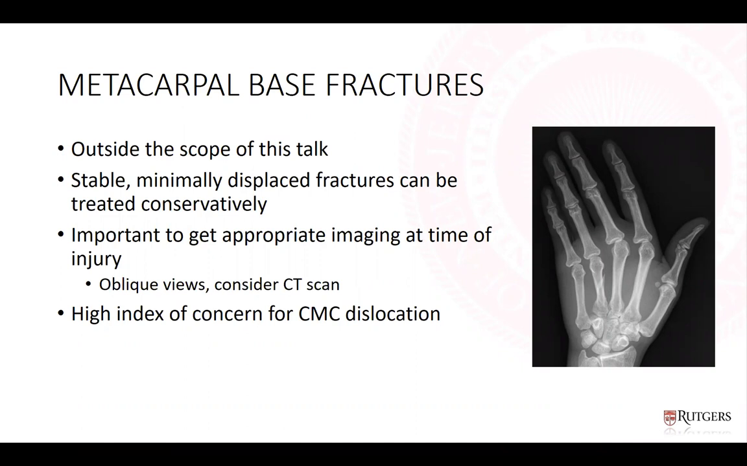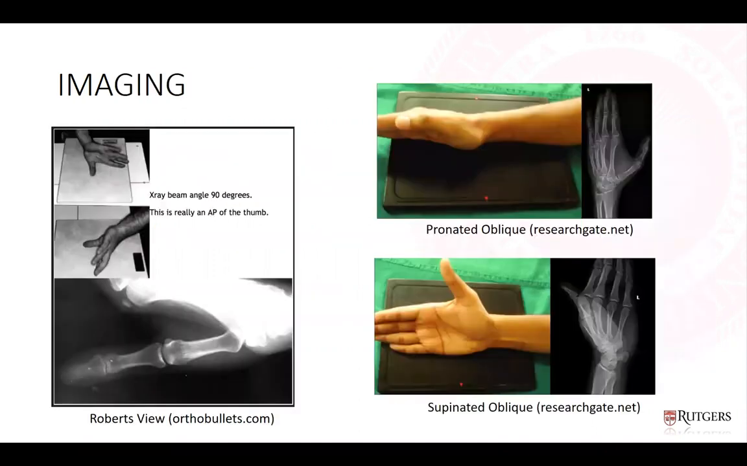This was an X-ray done about a week and a half ago of a patient at Robert Wood that was read as just an isolated ring finger metacarpal shaft fracture and did not mention the small finger CMC dislocation. So it's important to look at the imaging very closely. And as a reminder, this is how to obtain a Roberts view and the supinated and pronated oblique.